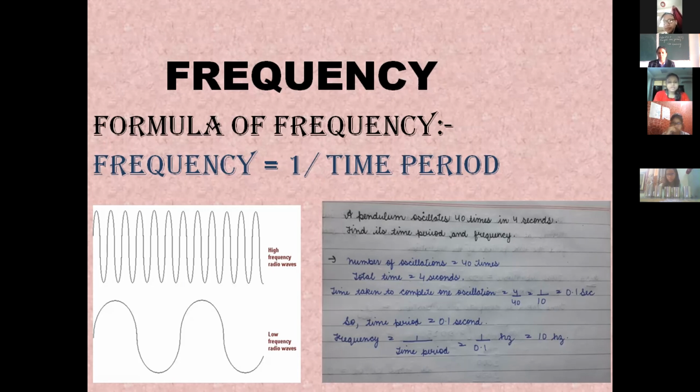So the number of oscillations is 40 and the total time is 4 seconds. Now we have to find the time taken. So 0.1 second is the time period. Now we have to find the frequency. We apply the formula, that is 1 by time period. 1 by 0.1 is equal to 10 hertz.